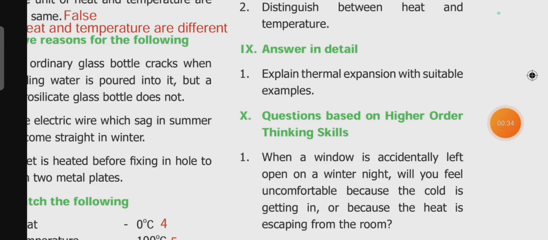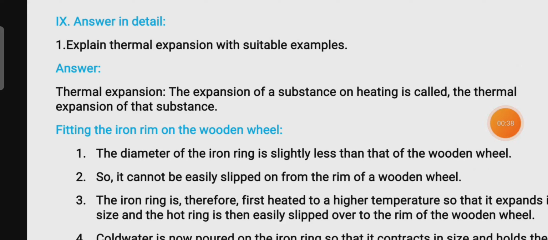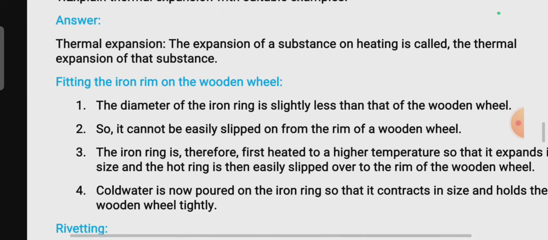Next, ninth Roman, answer in detail. Explain thermal expansion with suitable examples. Thermal expansion: the expansion of a substance on heating is called the thermal expansion of that substance.